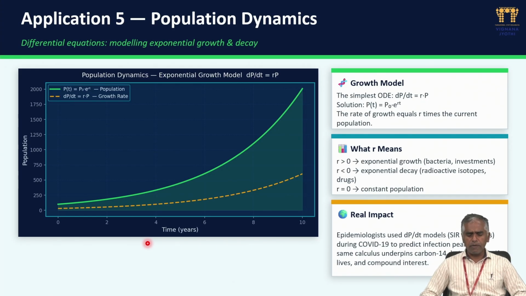If you take the real impact, epidemiologists used dP/dt models, that is SIR equations. Recently, the Union Government of India applied SIR in every state during COVID-19 to predict infection peaks. The same calculus underpins carbon-14 dating, drug dosing, and compound interest. So these are small applications related to population dynamics, which have the concept of differentiation and integration.